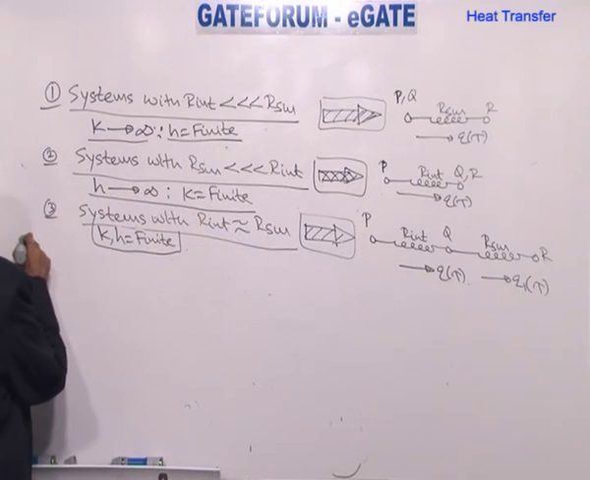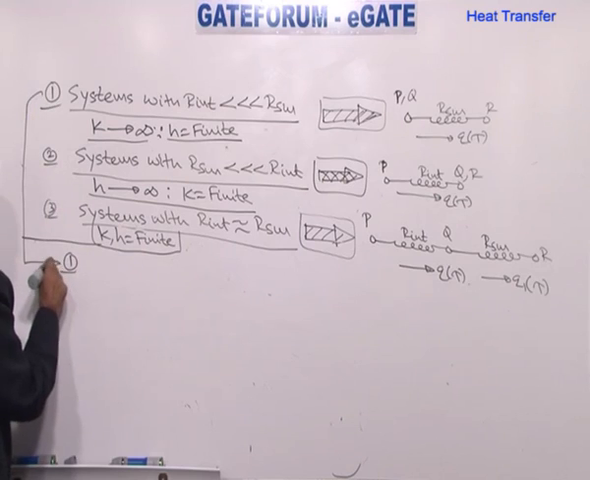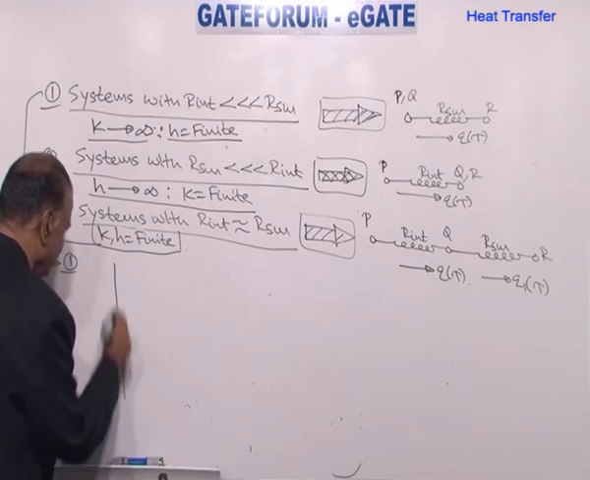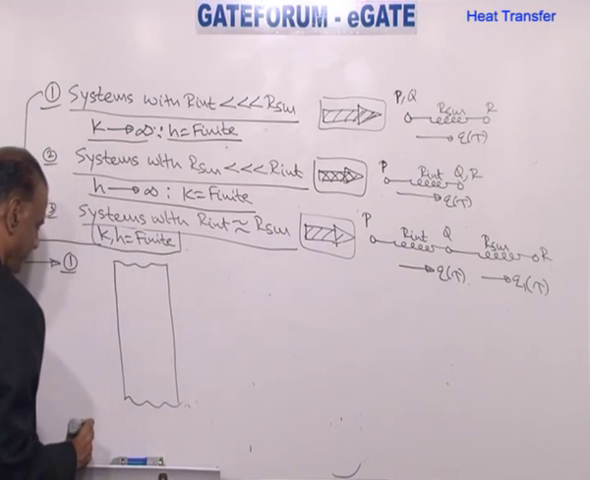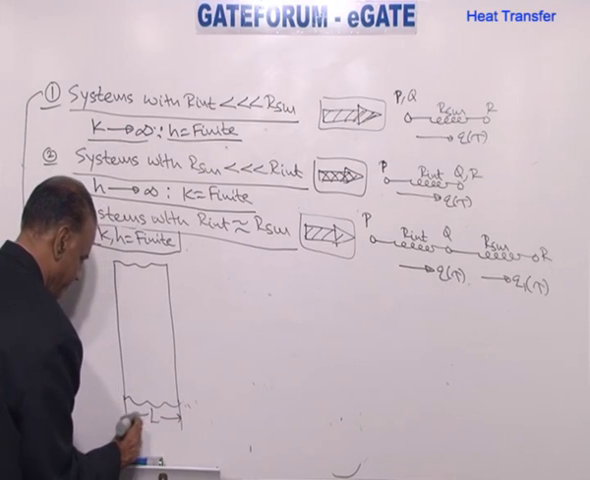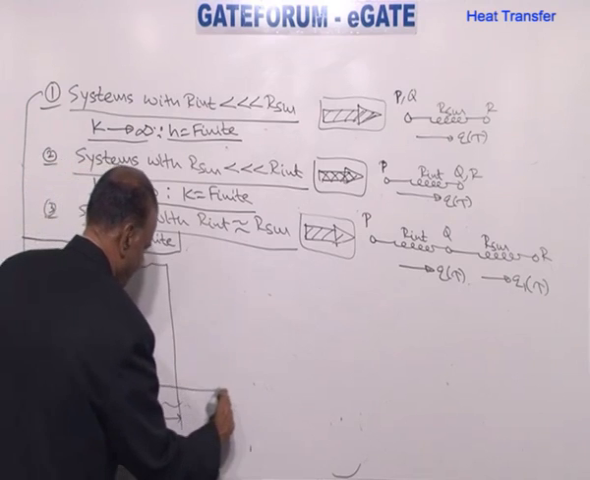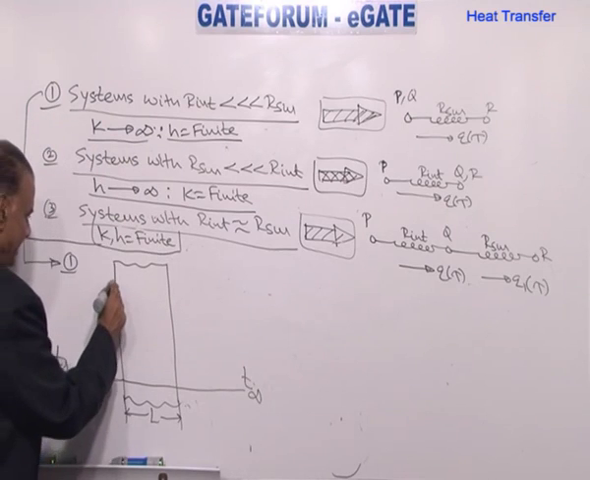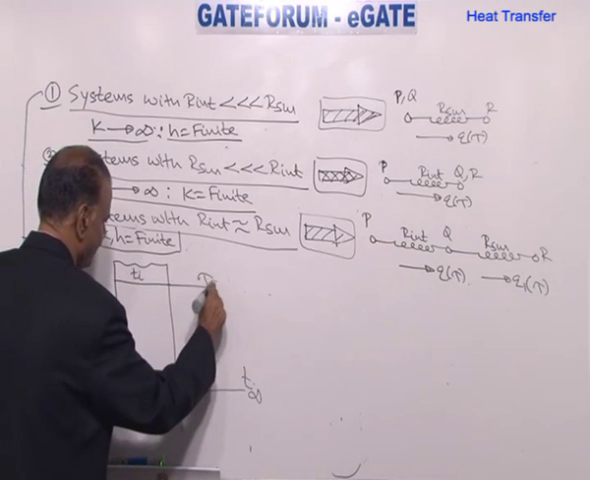Now let us consider the same situation in a different way. Let us consider an ordinary plane wall. I am talking about the first system, an ordinary plane wall. We have a plane wall, something like this, of some thickness L. On both sides you have a fluid at a temperature of T infinity. Initially, at tau equal to 0, the entire system is at Ti.